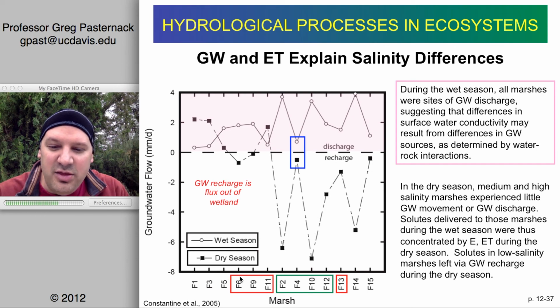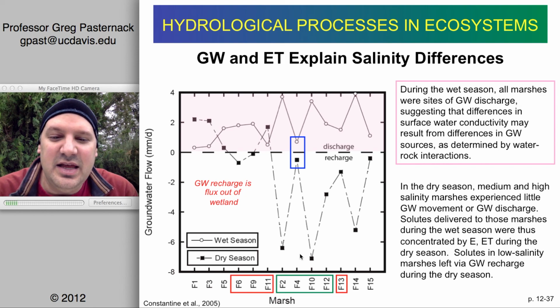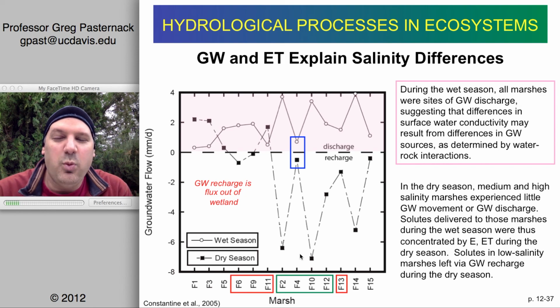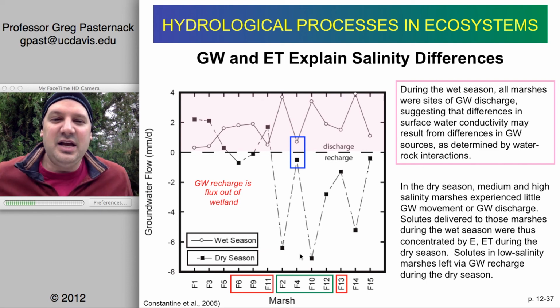When you look at these saltier marshes, you can see that during the dry season, they either have very low groundwater fluxes, in most of these cases, or there's one here that has some amount of groundwater flux. But on average, the saltier wetlands have significantly reduced groundwater outflow compared to the freshwater ones. That differentiation means that some of these are going to be retaining their salts because water is leaving by evaporation and transpiration.